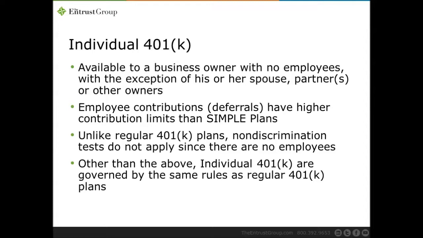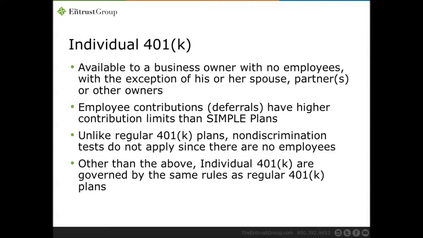We're talking about what an individual 401k plan is. Similar to your simple IRA, an individual 401k plan also has two components of a contribution. One is that the employee can actually defer their paycheck into the plan. However, unlike a simple plan, individual 401k plans have a higher deferral limit. We'll take a look at what that limit is. If you recall, it's $12,500 for a simple. It's a lot higher than that in an individual 401k plan.